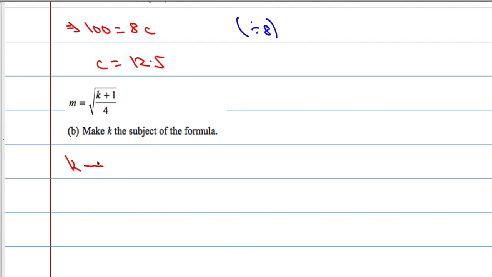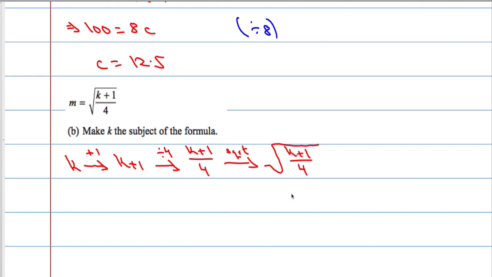If I start with k, I would have to add 1 to it to get k plus 1. Then what I would have to do is divide it by 4 to get k plus 1 divided by 4. And then we have to take the square root, SQRT, to get the square root of k plus 1 over 4. And this expression here is equal to m.